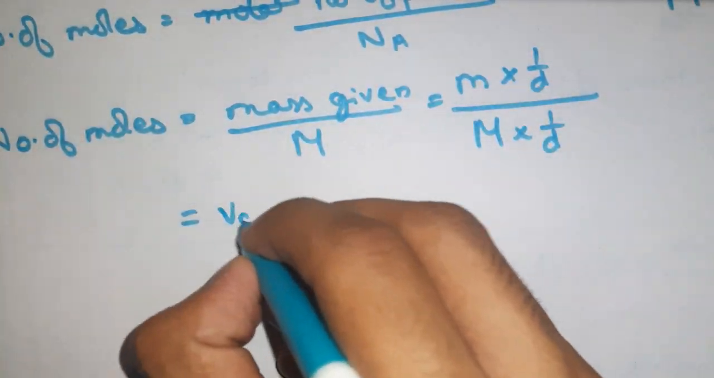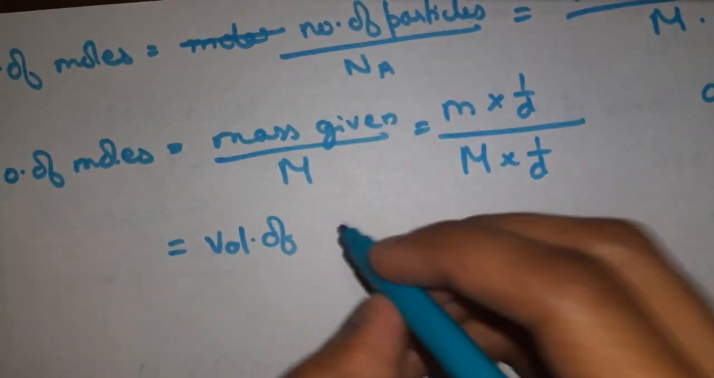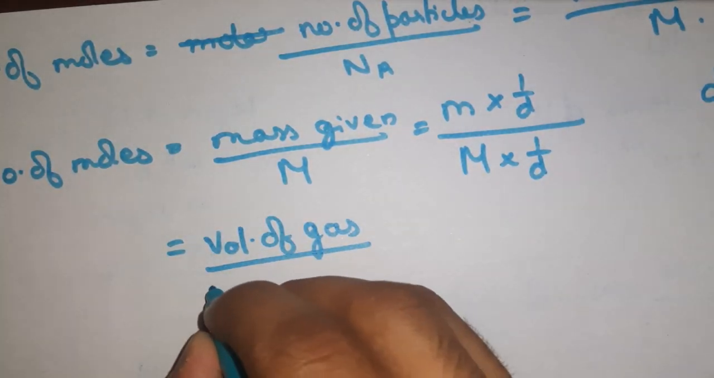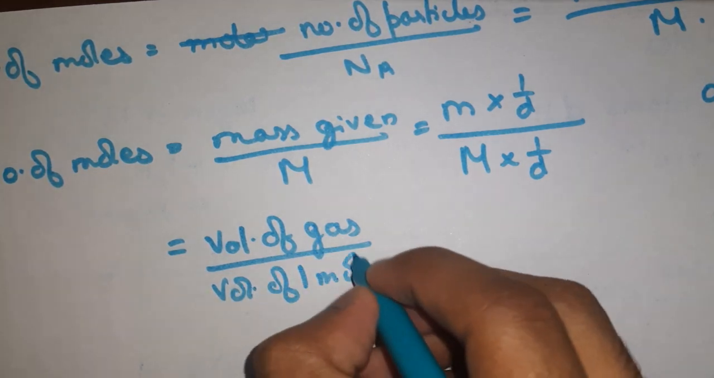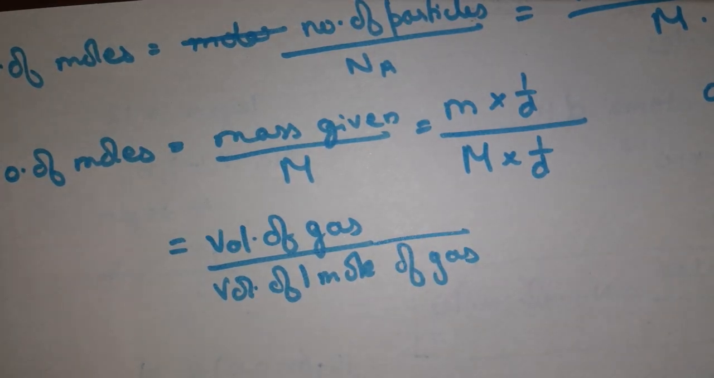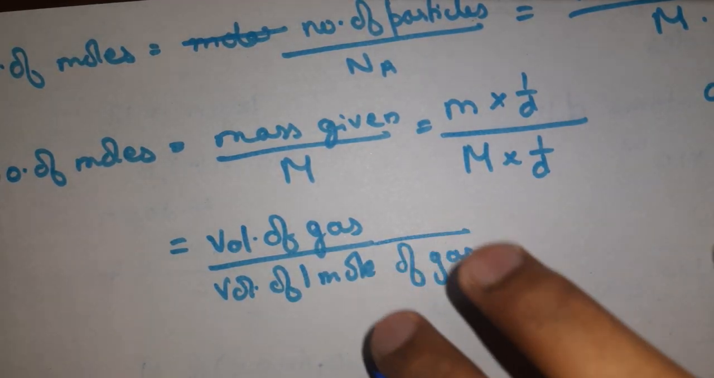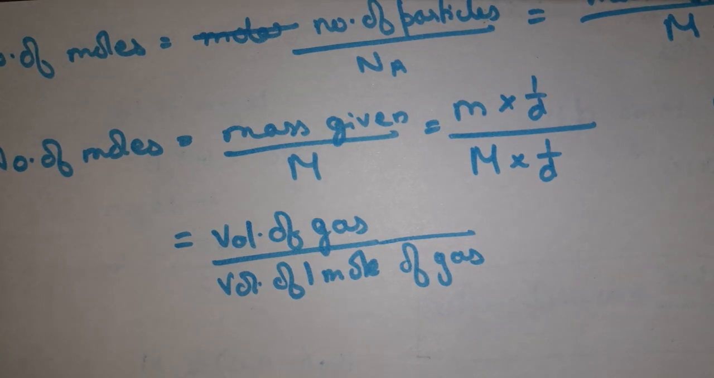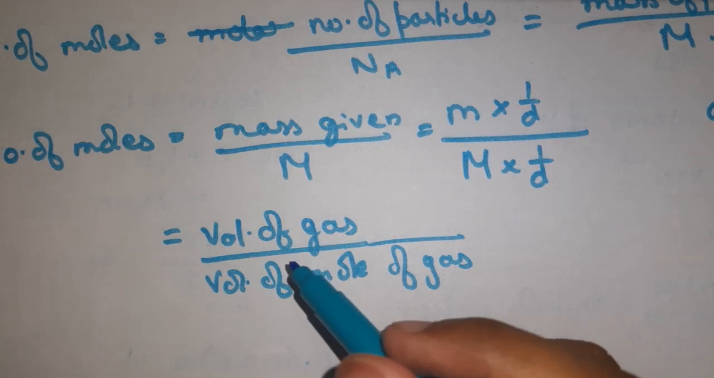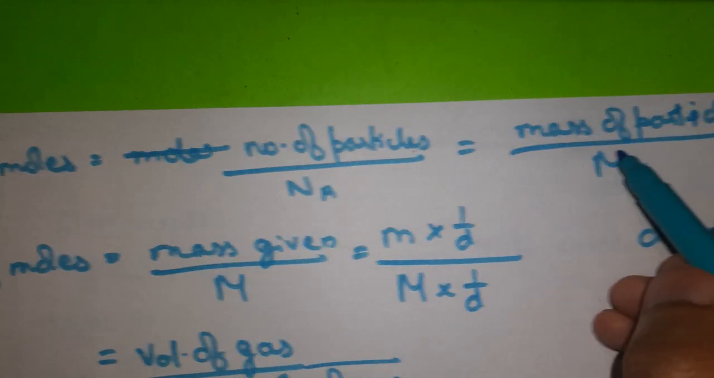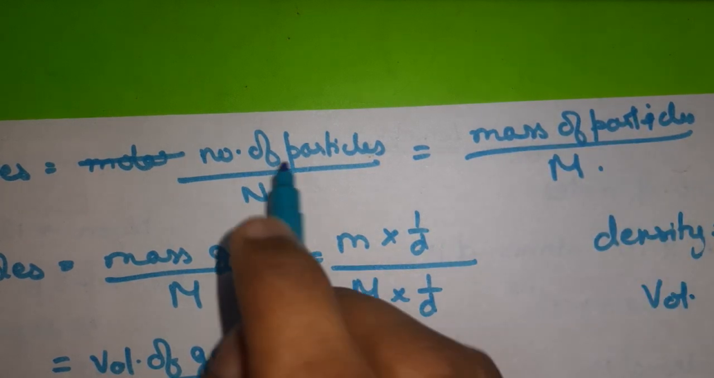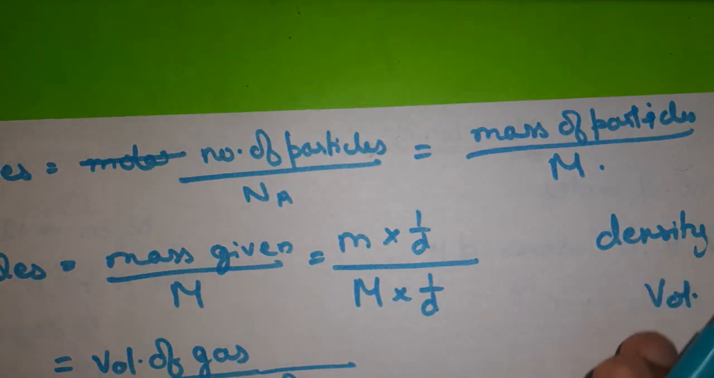So volume of gas divided by volume of 1 mole of gas. Now the part that I need to explain to you is that this formula actually only works for gases, whereas these other formulas are for anything, like mass of solid, liquid or gas, and number of particles in solid, liquid, gas or anything, it doesn't really matter.